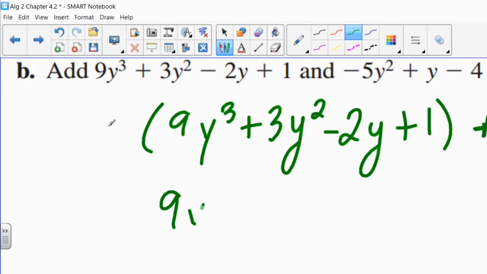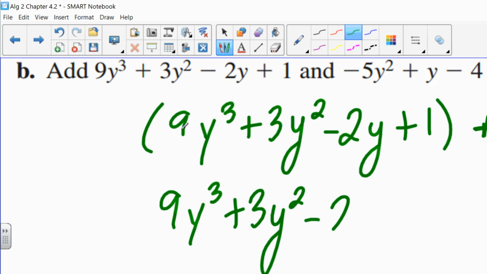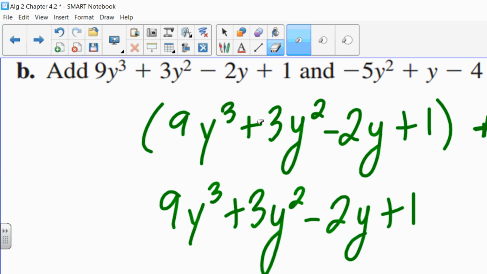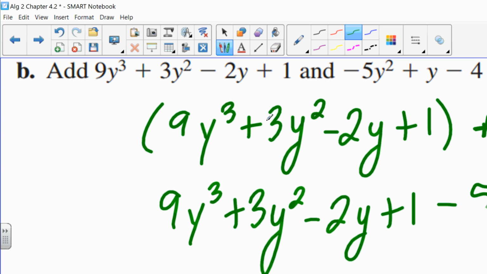Because it is addition, we can go on and just drop the parentheses. We don't really need the plus. We can just say minus 5y squared plus y minus 4. And then we just need to combine our like terms.